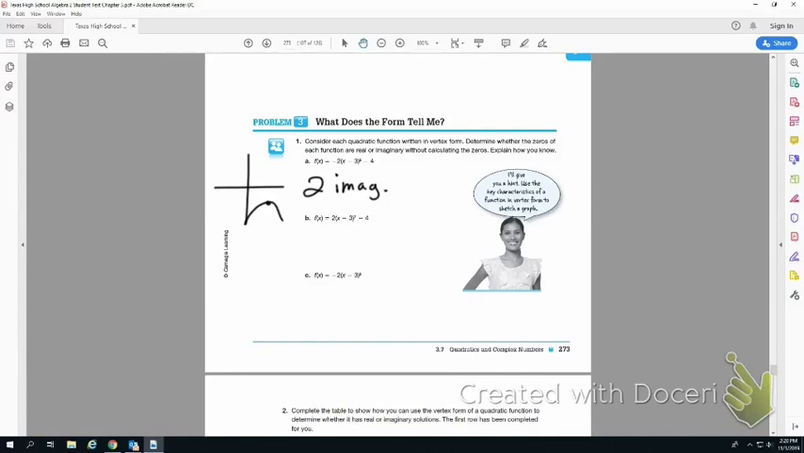On B, what is my vertex? 3, negative 4 again. Is it concave up or down? Up. How many and what kind of solutions? 2 real.